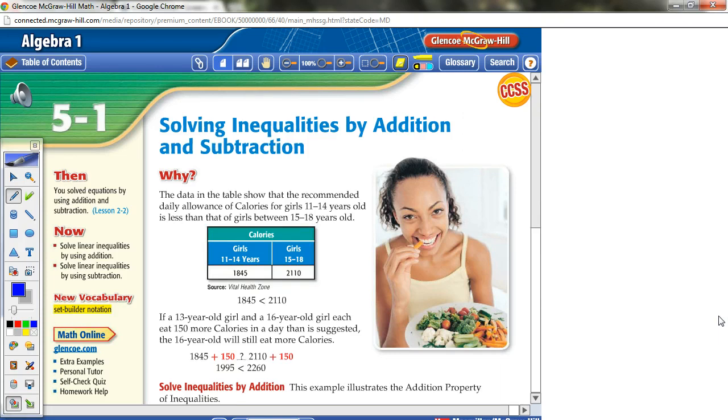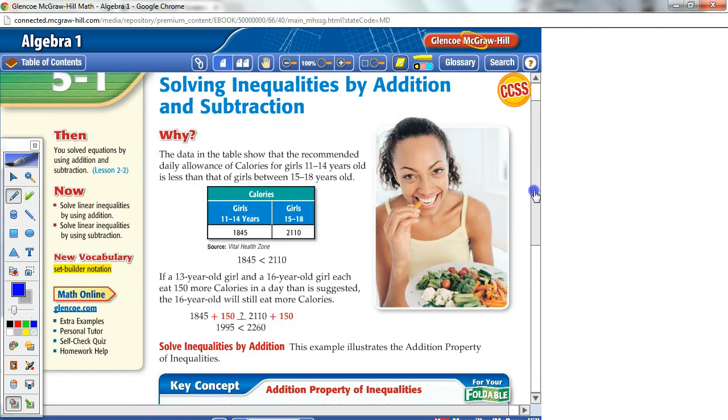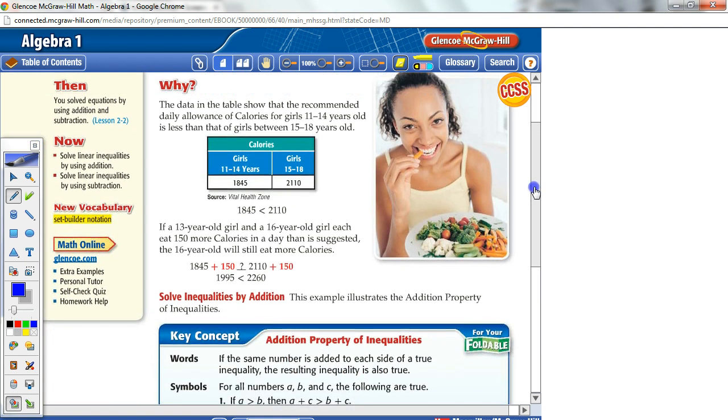We're starting a brand new chapter, solving inequalities by adding and subtraction. This is a lot like how we solve equations, but this time it's not an equation, it's an inequality. So what is that? That's when you see signs like greater than, less than, greater or equal to, less or equal to. You're going to see a lot of similarities to solving equations.